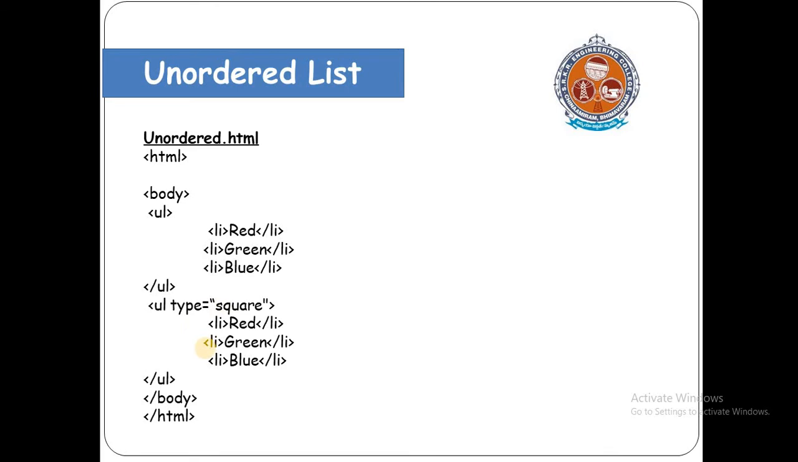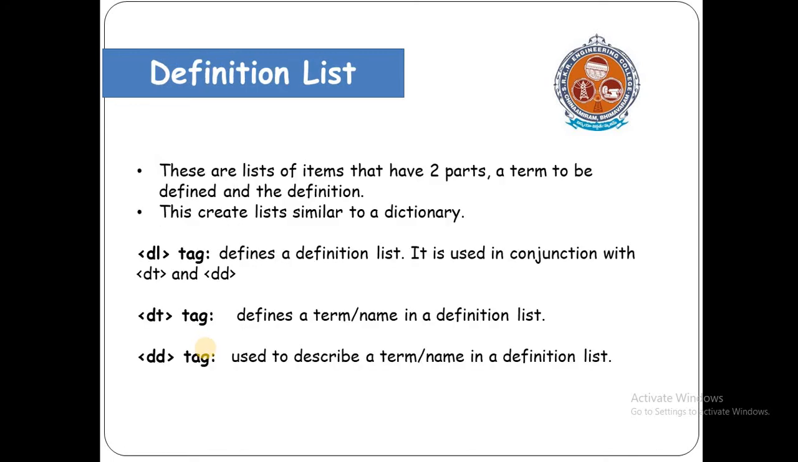The next list will be the definition list. It will be used for definitions. If you have any definition heading and you want to give the meaning for that definition heading, it will be useful, and it will be mainly useful for full forms like HTML. If you want to give HTML and write the full form of HTML downwards, you can use this definition list.